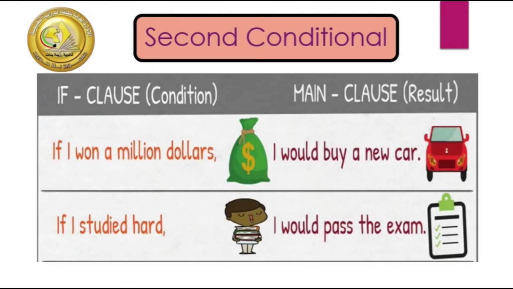Now let's look at here, please. We have, if I won $1 million, how can we complete it? If I won $1 million, I would buy a new car. That's right. I would refers to the past simple. And buy, verb in infinitive.